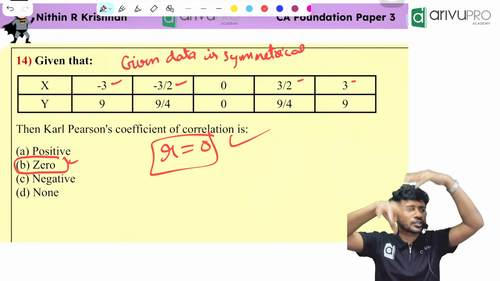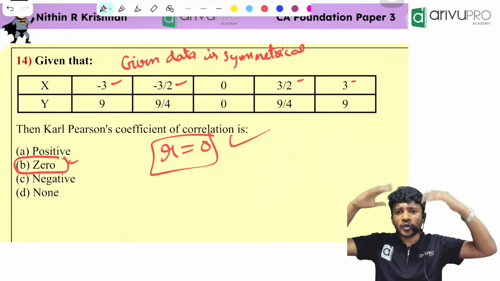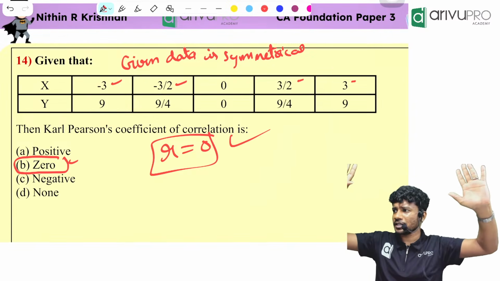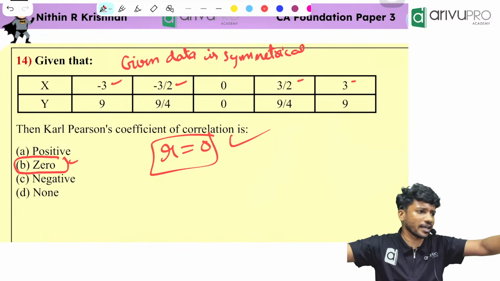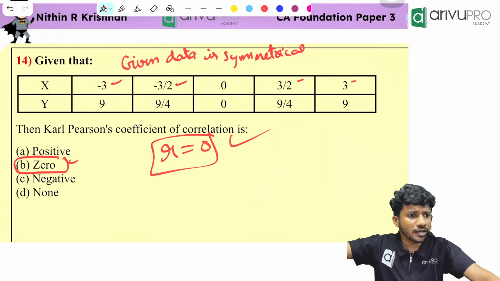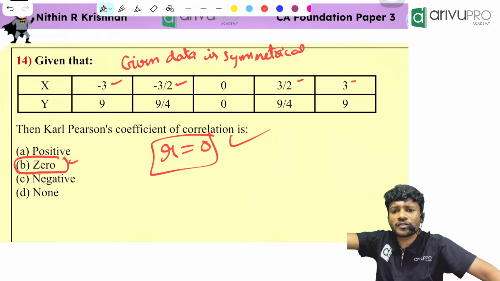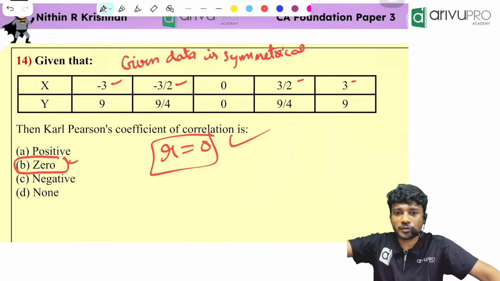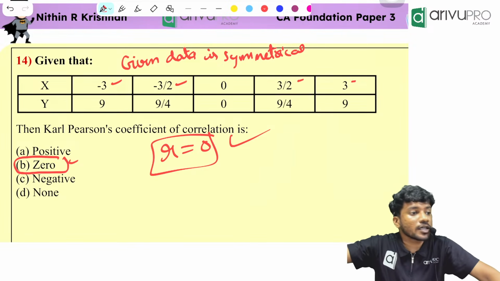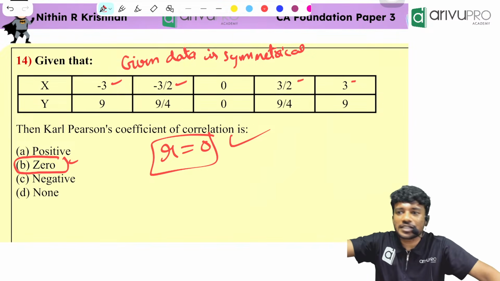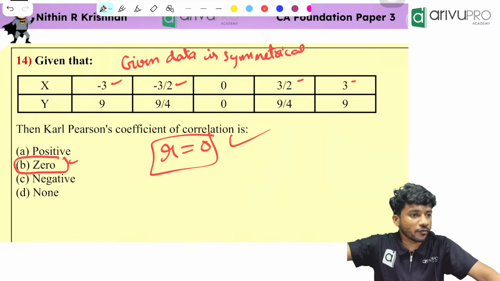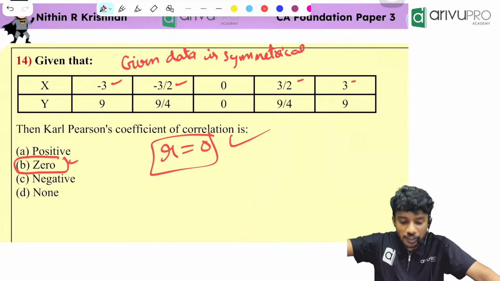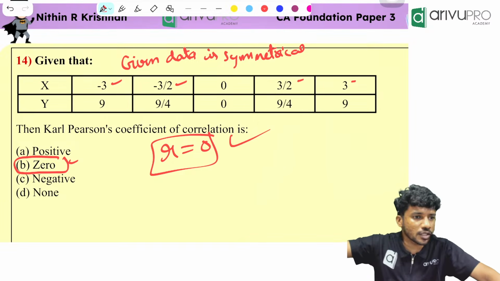So, people, I just want to rewind everything. What is correlation coefficient? It tells us whether two variables are correlated or not. Correct? Now, tell me, what is the highest value of correlation coefficient? +1. What is the minimum value? -1. If r is equal to +1, what type of correlation? Perfect positive. If r is equal to -1, what type of correlation? Perfect negative.